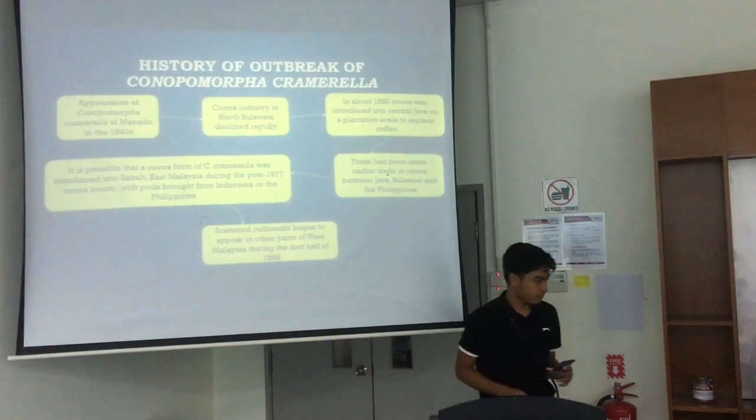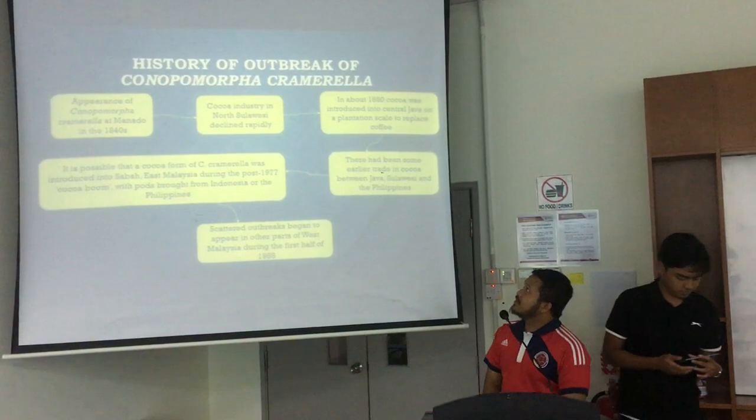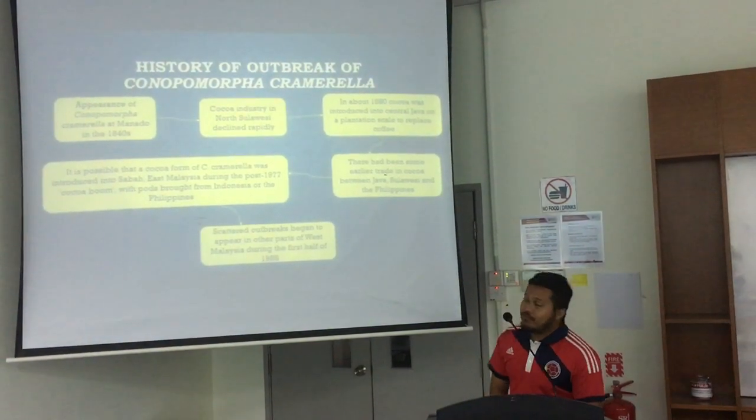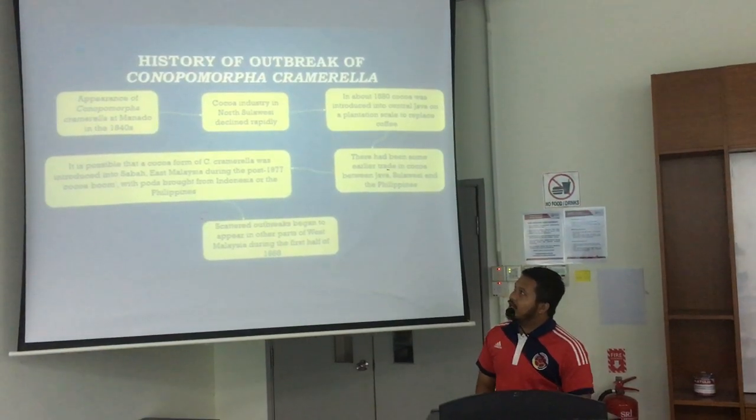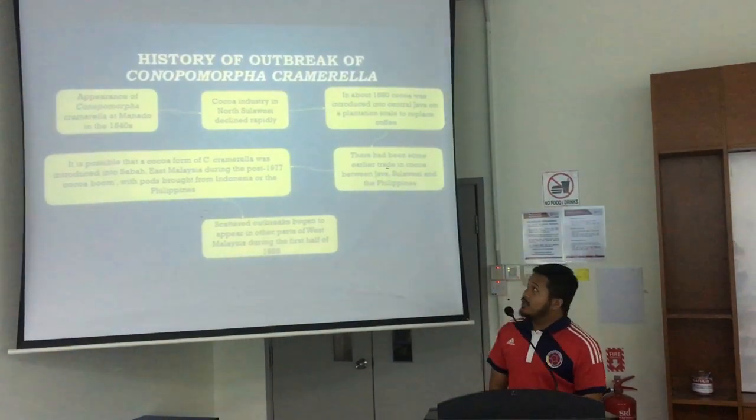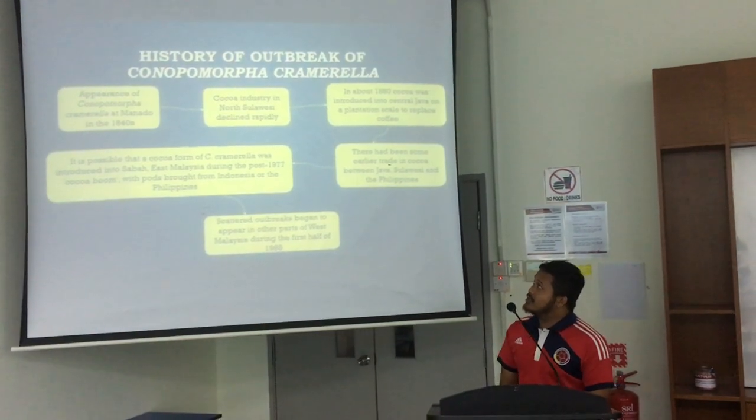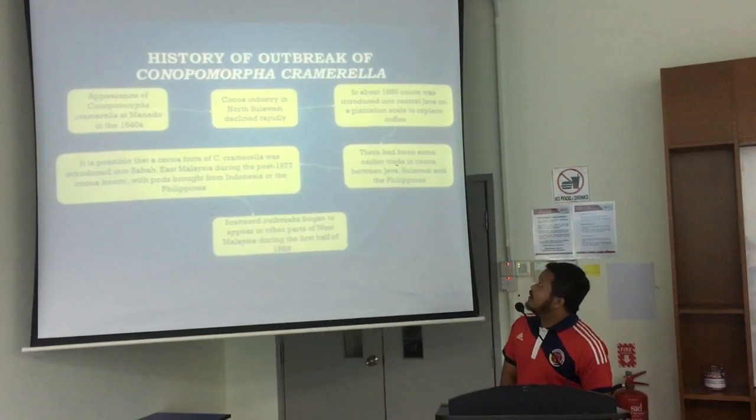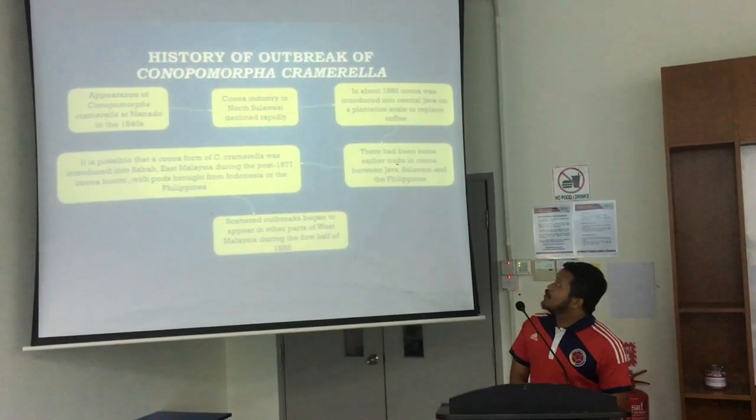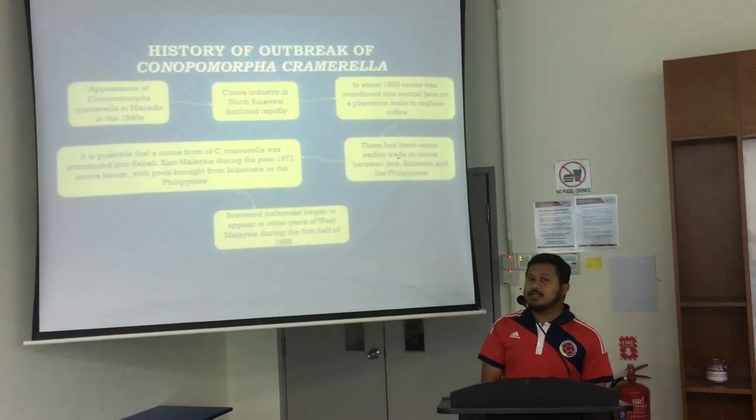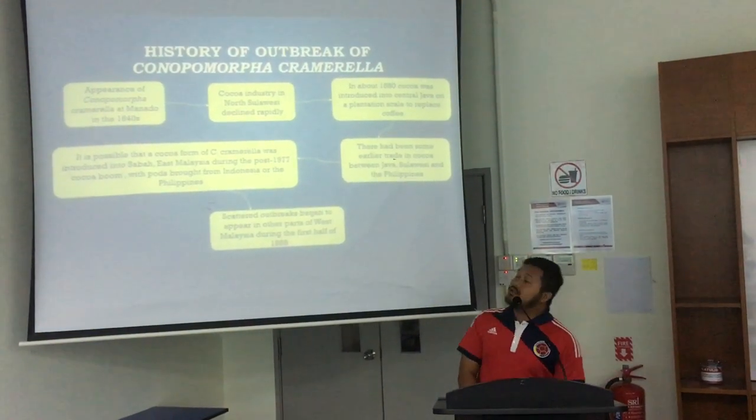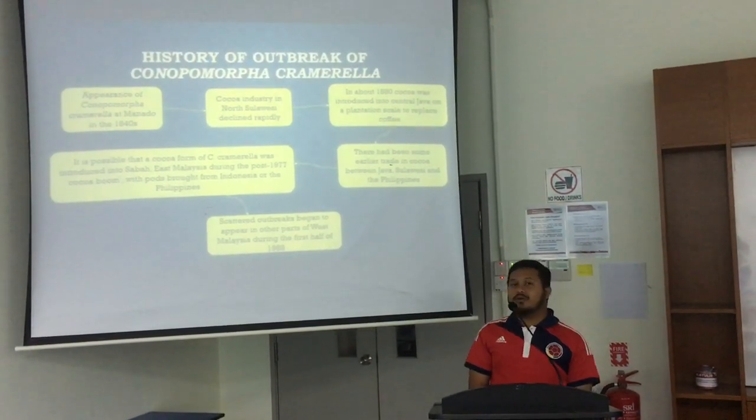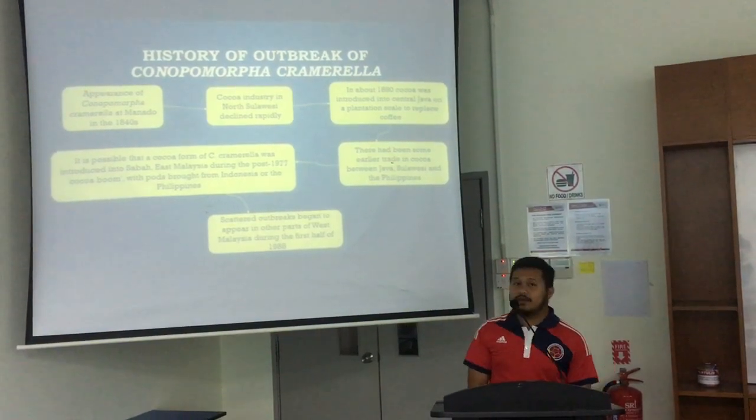Next, now I will explain the history of the outbreak of Conopomorpha cramerella. At first, Conopomorpha cramerella appeared at Manado in the 1840s. Then the cocoa industry in North Sulawesi declined rapidly because of it. In about 1880, cocoa was introduced into Central Java on a plantation scale to replace coffee. There had also been some earlier trade in cocoa between Java, Sulawesi and the Philippines.